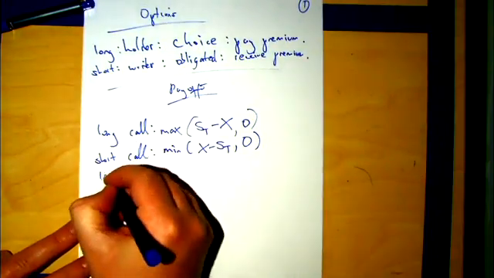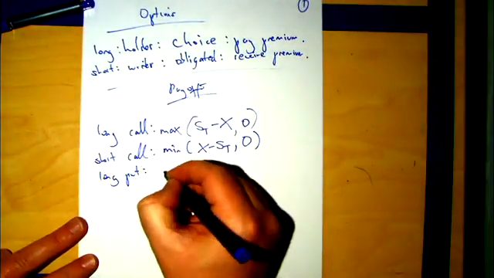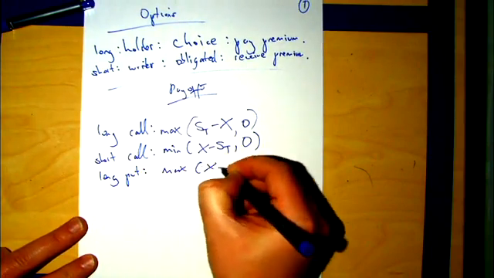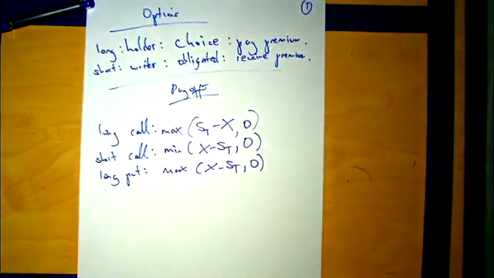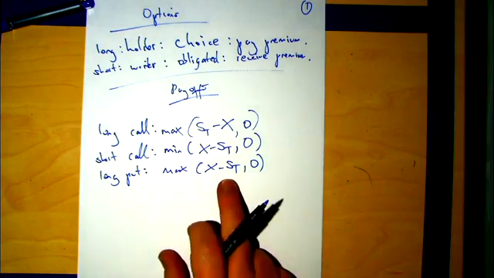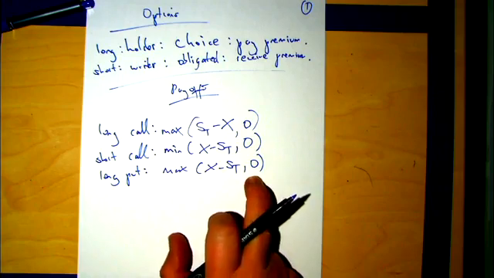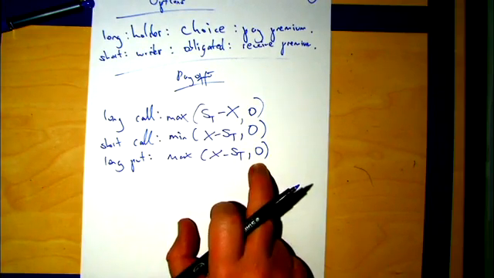Then we have our long put, and that is the maximum of X minus ST and 0. It'll be exercised when the exercise price is greater than the spot price. So if the asset's worth $10 in the marketplace, but the exercise price is 20, you're definitely going to use the option because you'd rather sell it for the exercise price of 20 than in the marketplace for $10. Again, if exercising would lead to a loss, you don't exercise it and you make a payoff of 0.